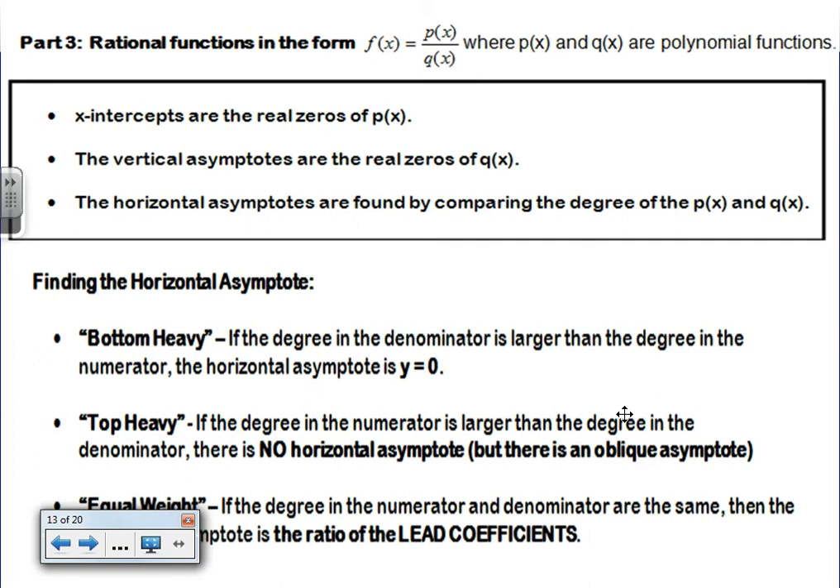The next part of the lesson is about 9.3, and it's talking about rational functions in a little bit of a different form. They look like this, which means you've got a polynomial over another polynomial, so you no longer have the h and the k to look at. A couple of ideas we need to think about. First, the x-intercepts are the real zeros of p of x. Basically, to find the x-intercepts, we need to set the numerator, that's the p of x, equal to 0 and solve.